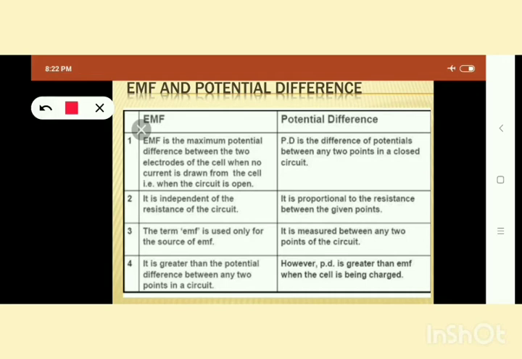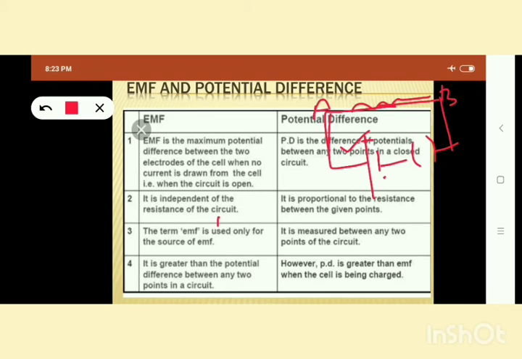And what is the next point? It is independent of the resistance of the circuit. Whatever be the external resistance. For example, in the circuit itself, if we connect a wire, this is the wire AB. If we connect this wire in the circuit, the wire has got some resistance, and this will be our external resistance. And this resistance is not going to affect the EMF of this cell. Whatever be the external resistance, the EMF of the cell remains the same. It doesn't affect the EMF of the cell.